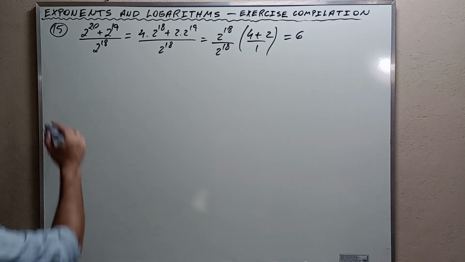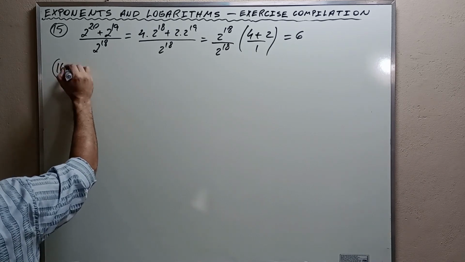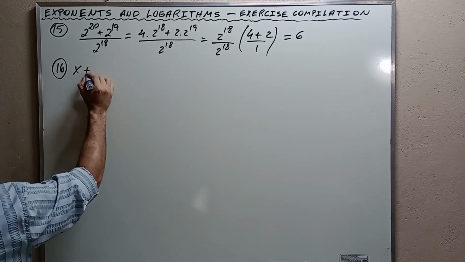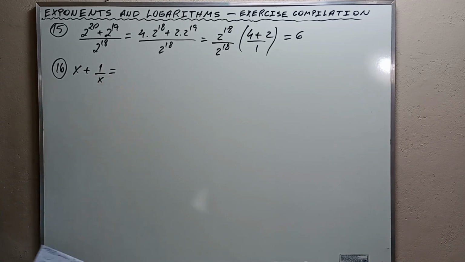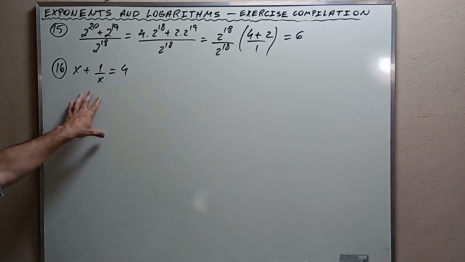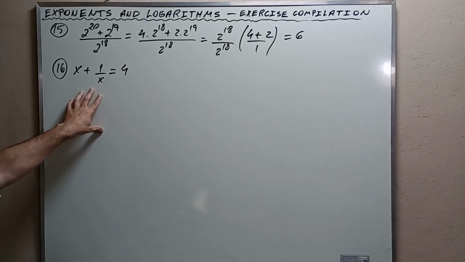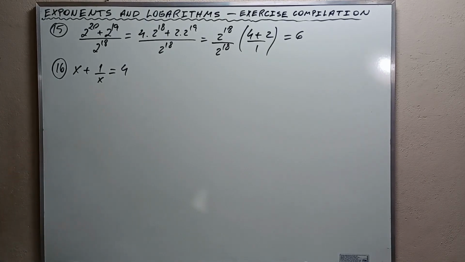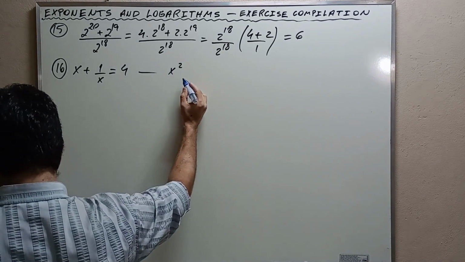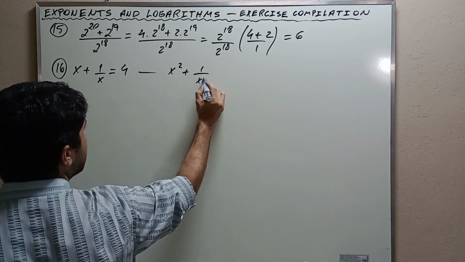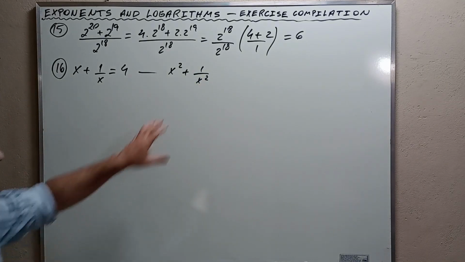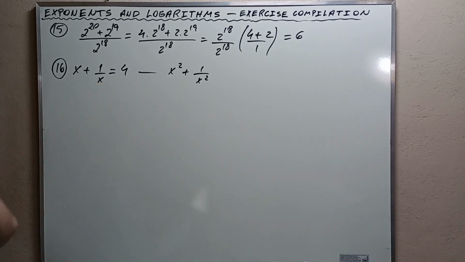Exercise 16 says, knowing that x plus 1 over x is equal to 4, knowing that this holds true, find the value of x squared plus 1 over x squared. This is what the exercise wants us to calculate, the value of this, knowing that this holds true.